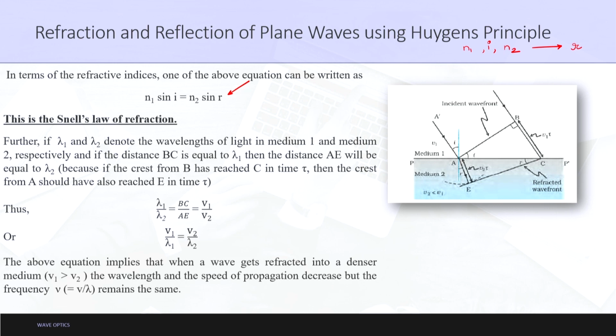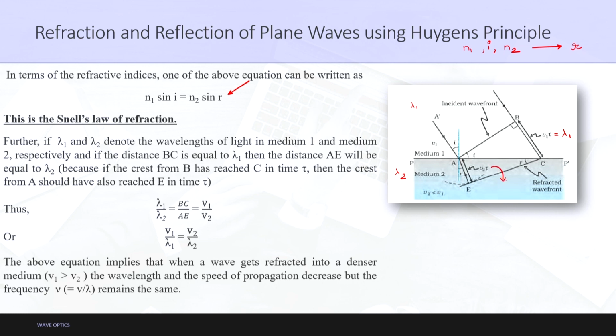Please look over here carefully. Now, further, if lambda 1 and lambda 2 denote the wavelengths of light in medium 1 and medium 2 respectively, the wavelength of light in medium 1 will be lambda 1 and in medium 2 will be lambda 2. And if the distance BC is equal to lambda 1, let us suppose we are assuming that this distance BC is equal to lambda 1, then the distance AE will be equal to lambda 2.